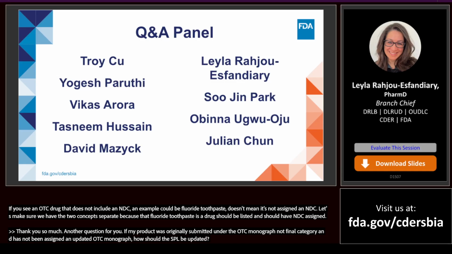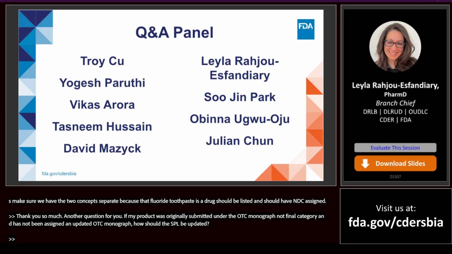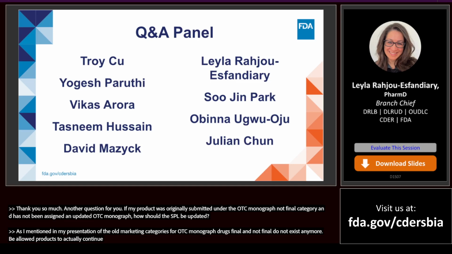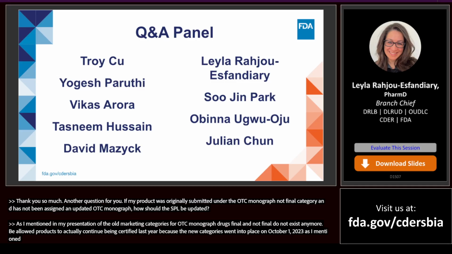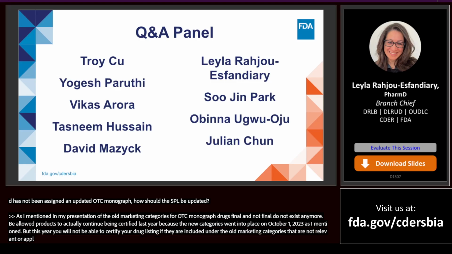So as I mentioned in my presentation, the old marketing categories for OTC monograph drugs, final and not final, do not exist anymore. We allowed products to actually continue being certified last year because those new categories went into place on October 1st, 2023, as I mentioned. But this year, you will not be able to certify your drug listing if they are included under the old marketing categories that are not relevant or applicable anymore, or the old CFR citations.